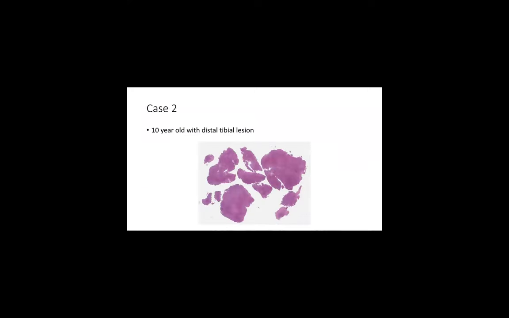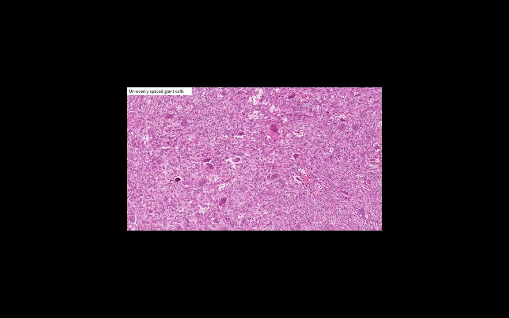So the next case is a 10-year-old with a distal tibial lesion, and the tumor was curetted, and you can see several fragments of the tumor in this low-power image. If we take a closer look, here we can see giant cells again, but unlike the prior case, in this lesion, they look unevenly distributed. They're haphazardly distributed in the background of spindled mononuclear cells.